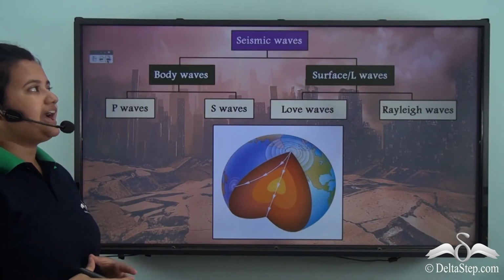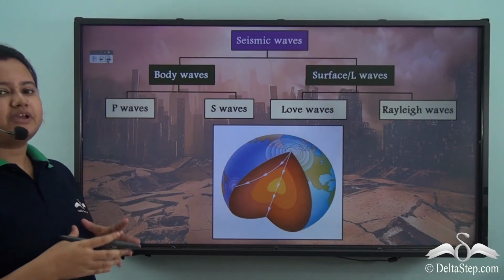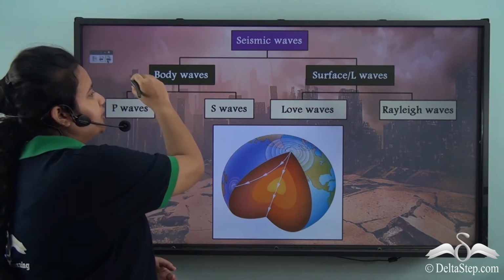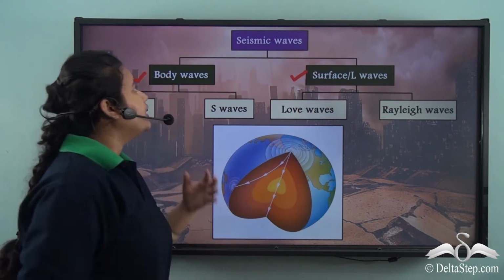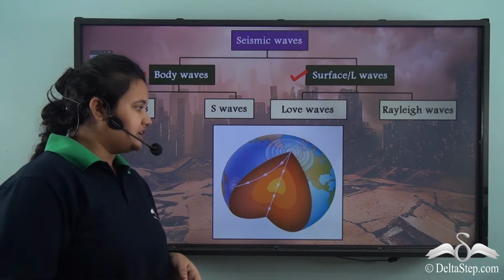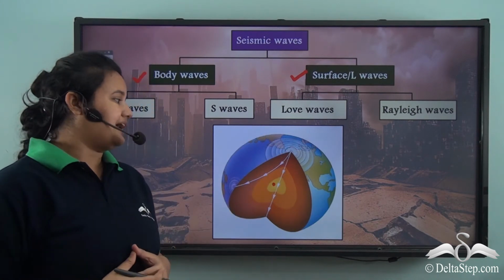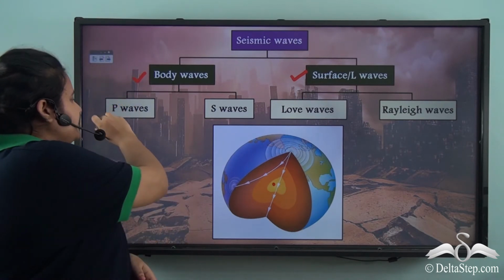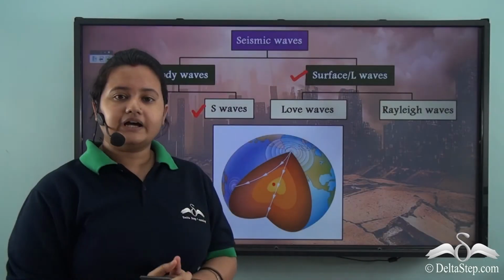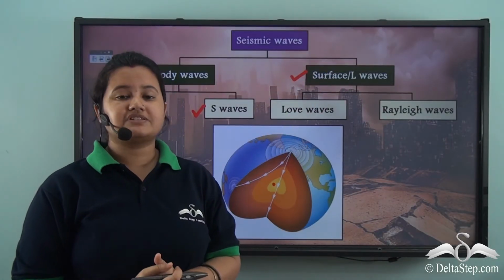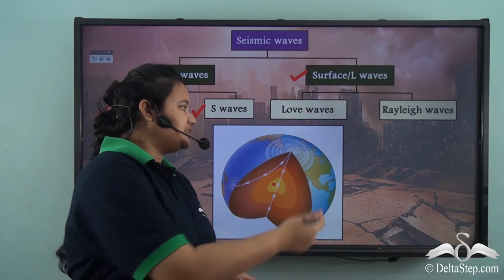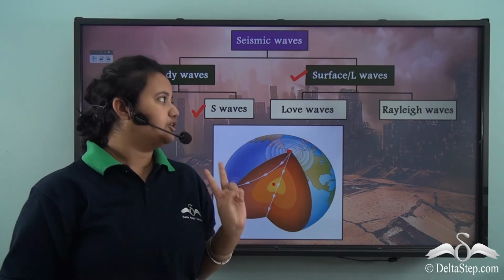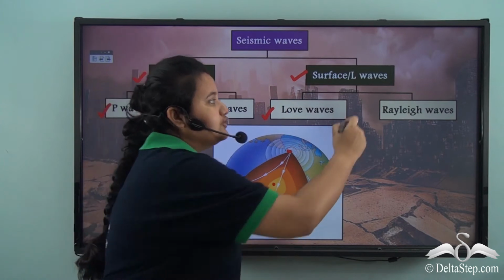So now, here we have a summary chart on seismic waves. Seismic waves are primarily of two types, body waves and surface waves. Body waves are the waves that originate at the focus of an earthquake and travel inside the earth. Body waves are of two types, P waves and S waves. On the other hand, surface waves or L waves are the waves of an earthquake that originate at the epicenter and travel along the Earth's surface. Surface waves are of two types, Love waves and Rayleigh waves.